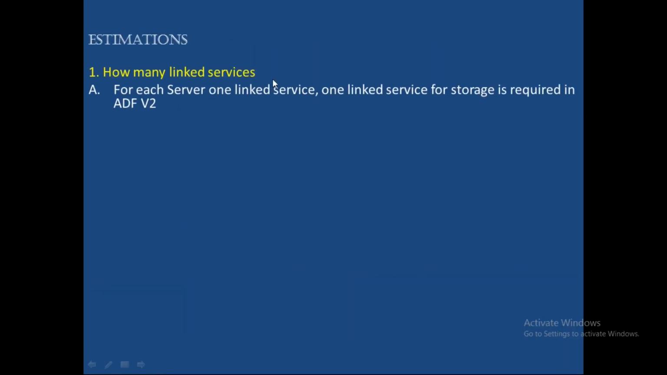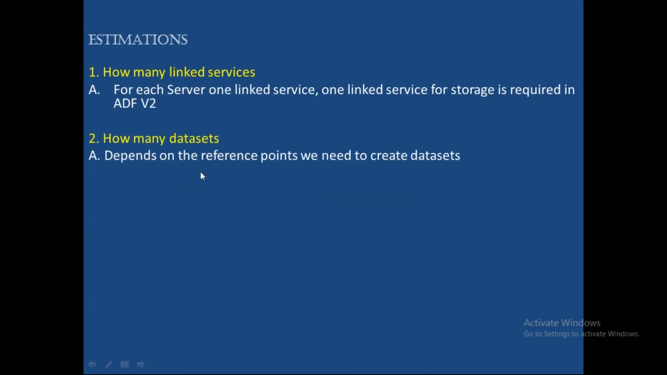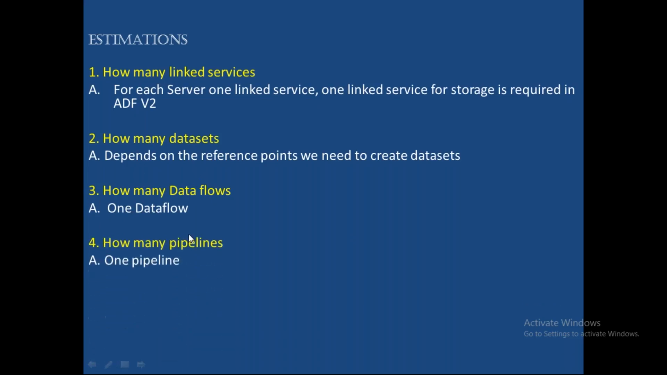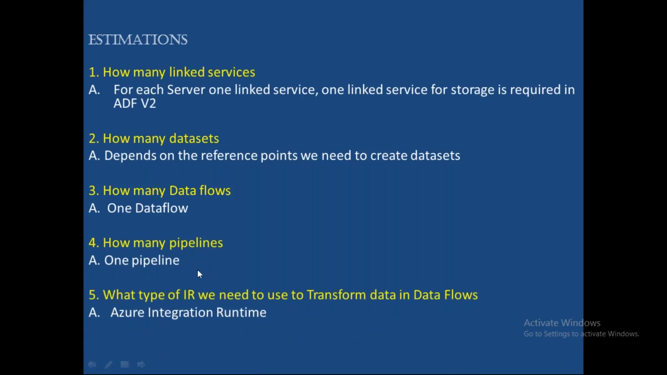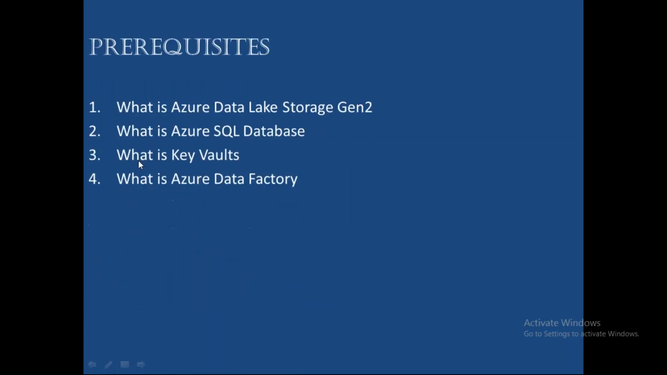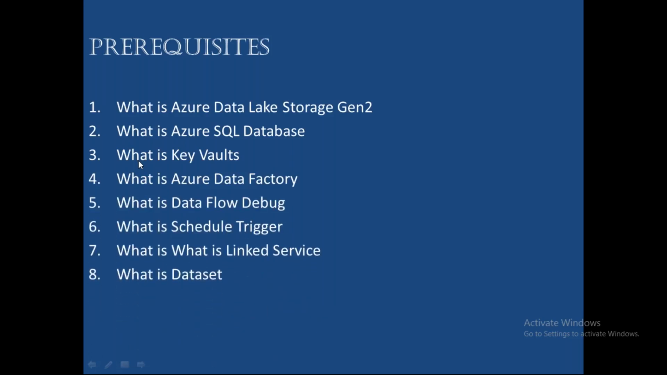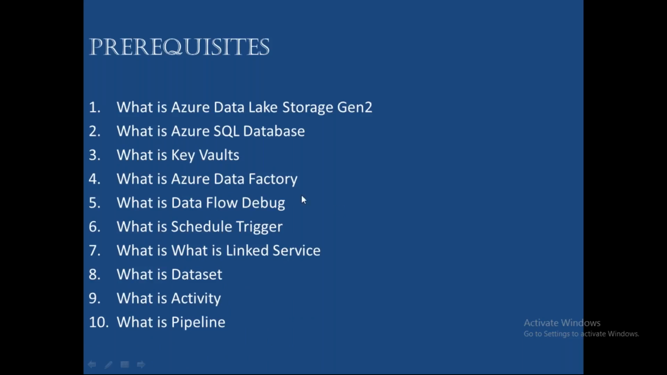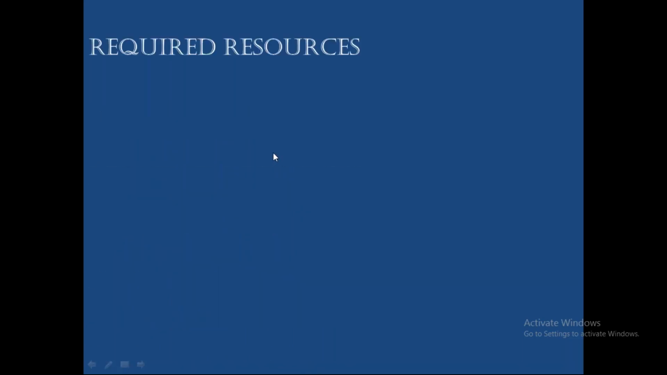Architecture: I'm going to use Data Lake Storage Gen2 and the SQL server. That's why one linked service for the server and one linked service for my storage. Datasets I will create depending on the number of folders or the data that I need to read, and one data flow and one pipeline. To dispatch my data flow job on the Databricks cluster, I'm going to use the Azure integration runtime. The prerequisites are Data Lake Storage Gen2, Azure SQL database, Key Vault, Data Factory, data flow debug, schedule trigger, linked service, dataset, activity, pipeline. All these things we already know in detail; we are using everything from the beginning.